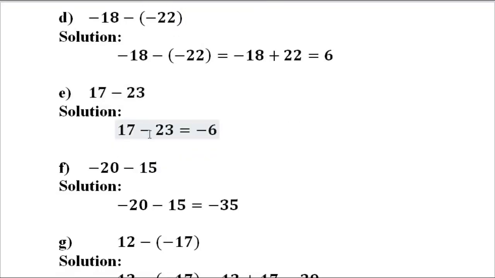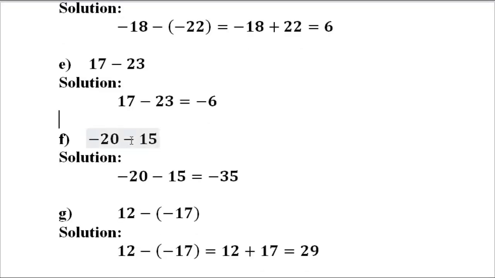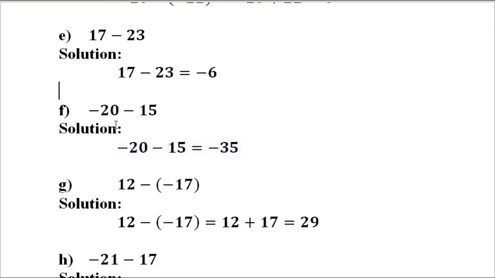The fifth part of the question is 17 subtract 23. It's simple. We have two numbers with different signs. Just subtract the absolute value of 17 from the absolute value of 23. The result 6 will have a negative sign because the absolute value of 23 is greater than the absolute value of 17. The sixth part of the question is negative 20 subtract 15. Since both the numbers have the same sign, therefore add them, the answer 35 will have a negative sign.